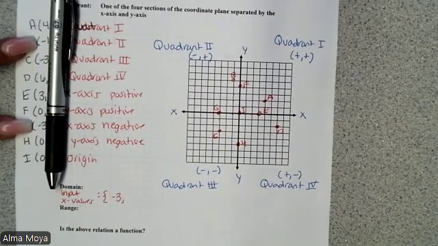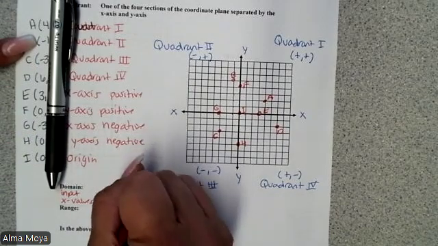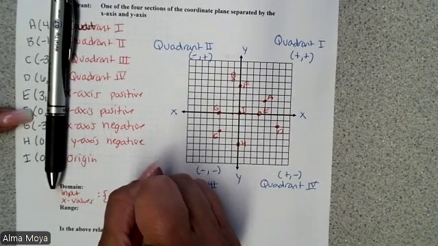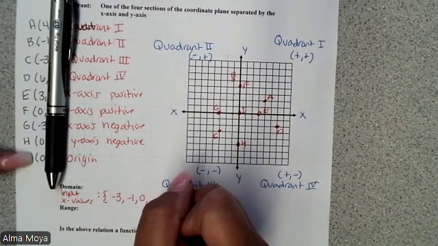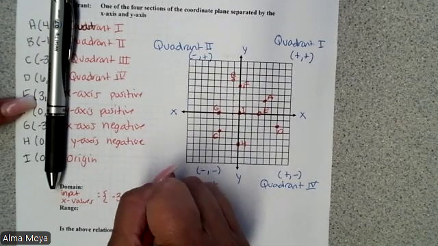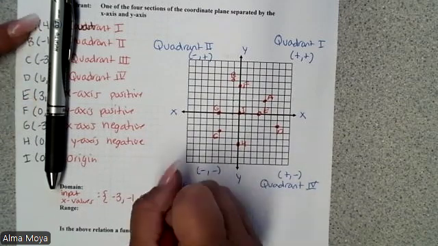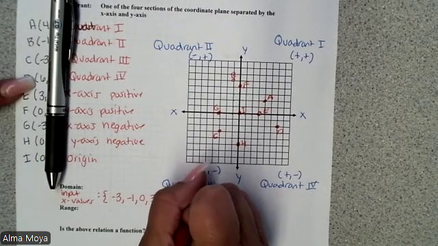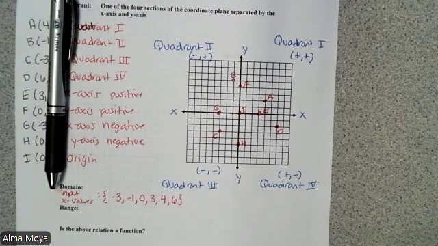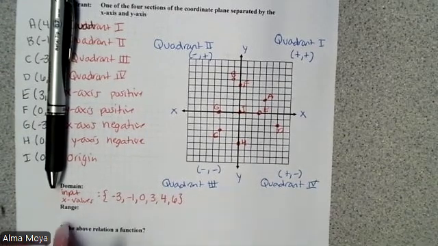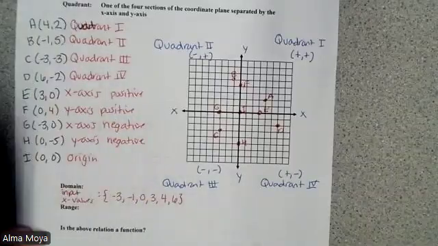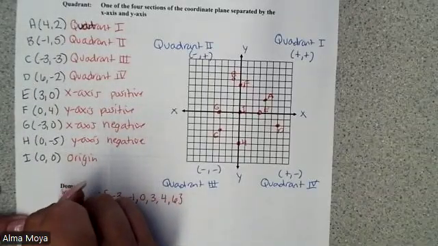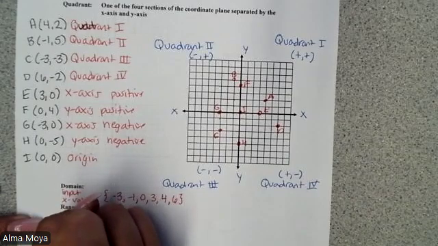After -3, the only other negative number is -1. And then I see a 0. I don't see a +1. I don't see a +2, but I do see a +3, a +4. I don't see a +5. And then the largest number is 6 there. That is my domain. Now to find the range, it's going to be the output or the Y values.